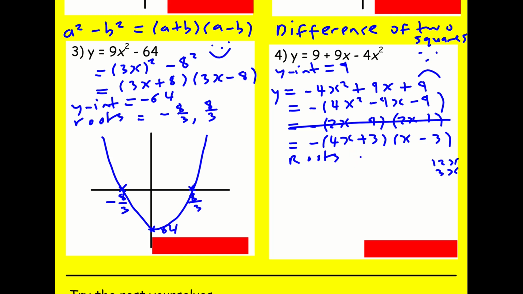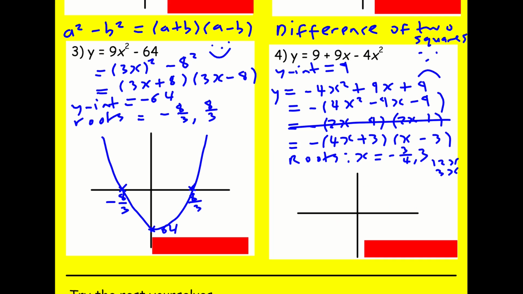I get my roots, which are going to be minus 3 over 4. Let's just try that again. I should say, I've been a bit lazy. I should say x equals minus 3 over 4 or 3. And we're nearly there. I'm running out of room, but I can just about fit it in.